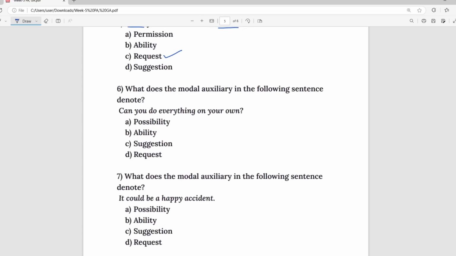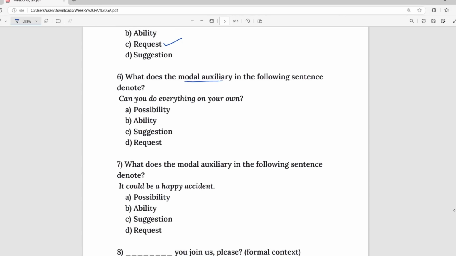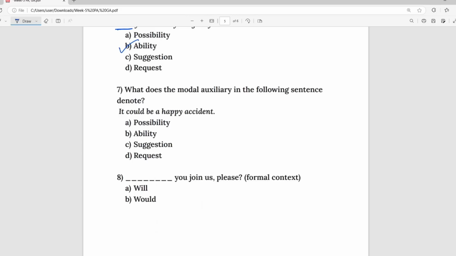And the sixth one, what does the modal auxiliary in the following sentence denote? Can you do everything on your own? First of all, identify what is the modal auxiliary here. It is can. And they are asking what does that denote? It is clearly ability. Because you are asking whether that person can do something or not. Ability.